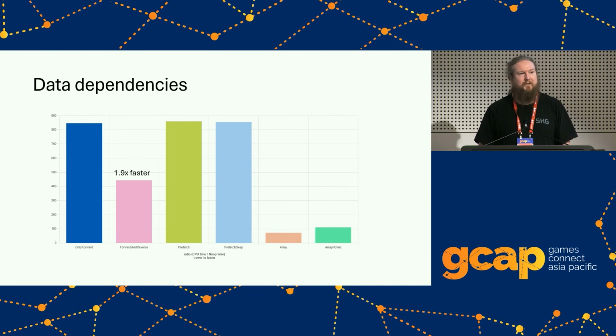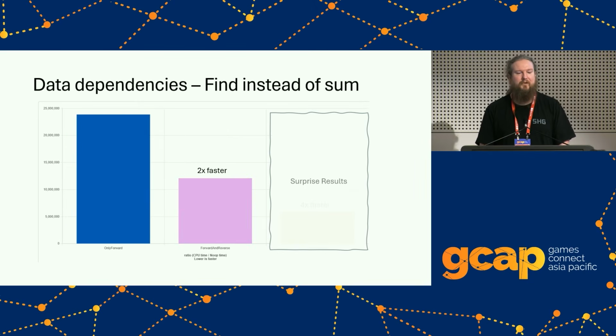And if I take that a step further where I'm not just adding values, what about if I find values? So this is just doing a search in a linked list. I had probably about 1,000 items in this, just finding a random item in there. And it again was 2 times faster.